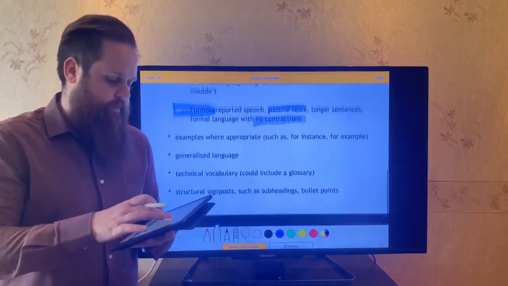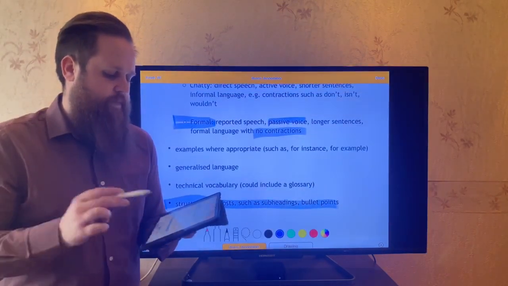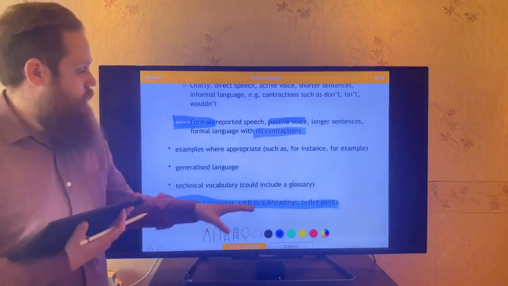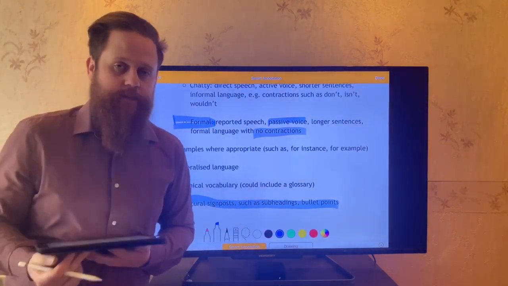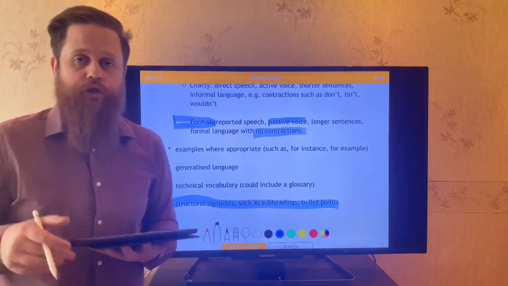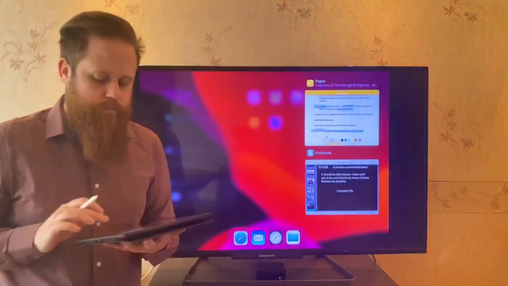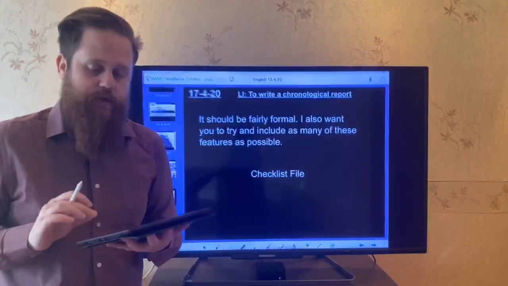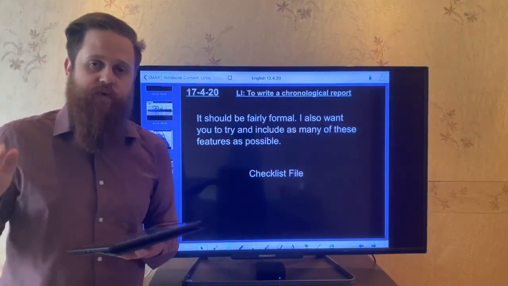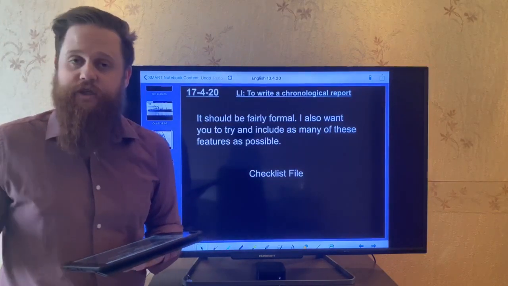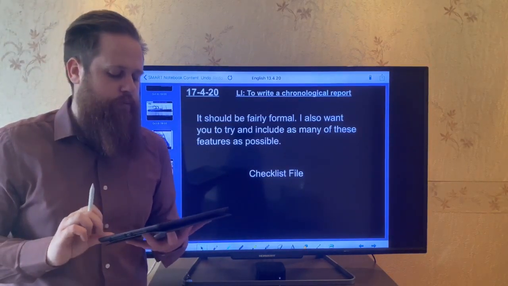Now, again, these structural signposts here, we've already come across. Those subheadings, okay? Make sure that they are in your writing. Otherwise, it's not going to be a very structured chronological report. So, that's what I want to include. That checklist is all on the Google Drive still from earlier this week. You can re-download it, or if you need it, I can send it to you again. If you can't find it, that is not a problem.